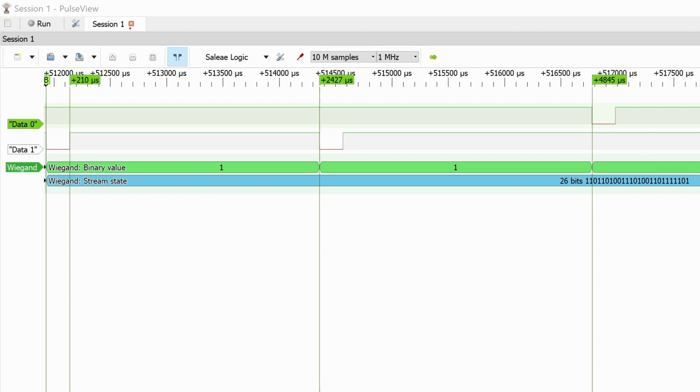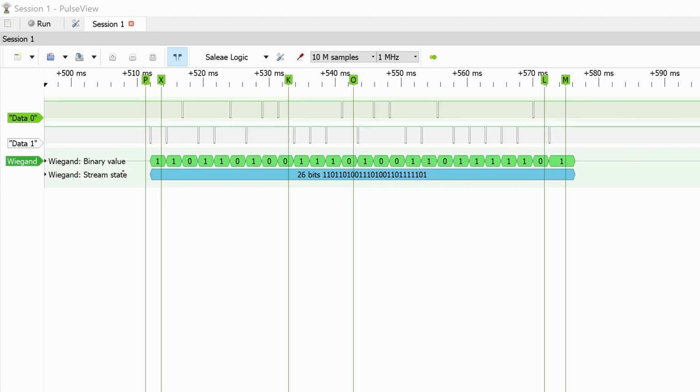The Wiegand protocol uses two wires for data plus ground. The green wire is data 0 and the white wire is data 1. Both data 0 and data 1 are at 5 volts, and then one of the wires is pulsed to ground to transmit data. In this case, the white data 1 wire is pulsed to ground to transmit a 1 value. Then we're transmitting another 1 value here. The third bit, the green data 0, is pulsed to ground for a 0 value. For my reader, the length of the pulses is 210 microseconds, or 0.2 milliseconds, and the duration between pulses is 2.427 milliseconds.